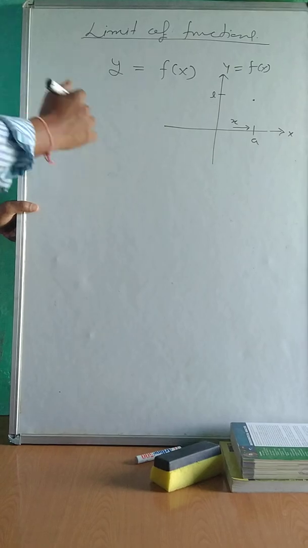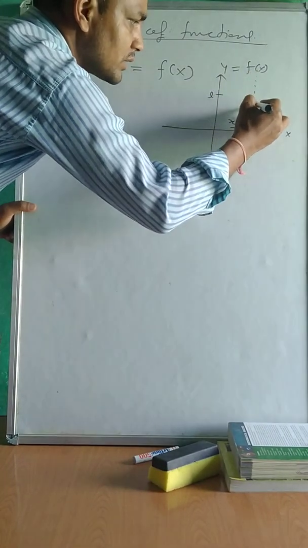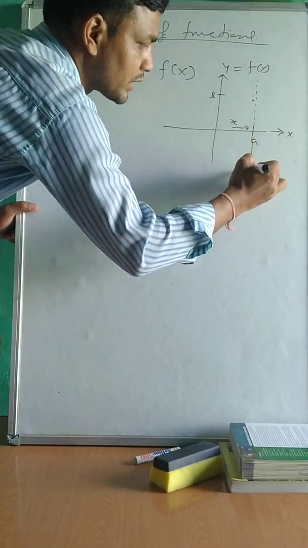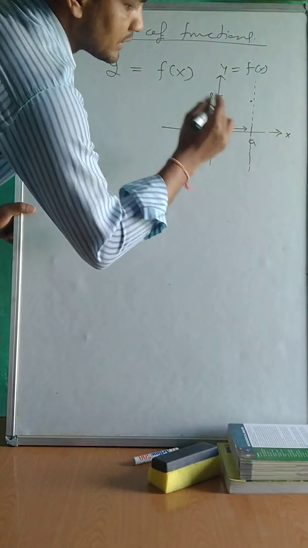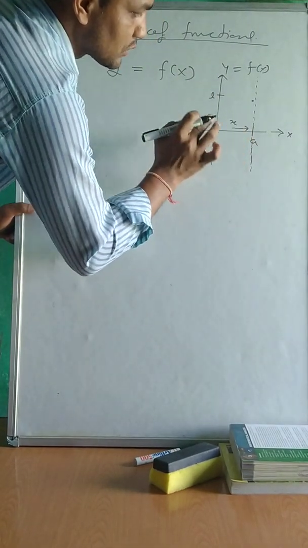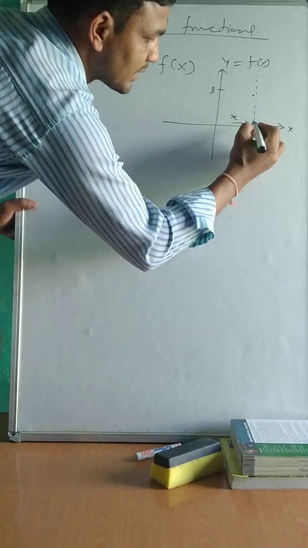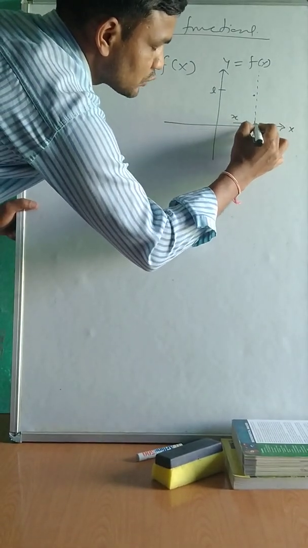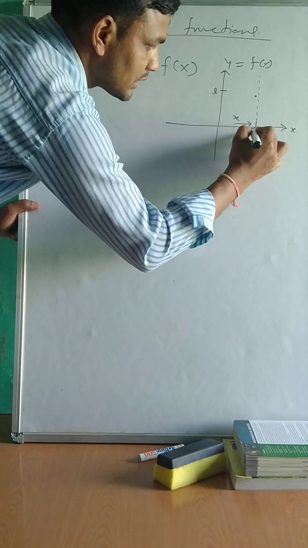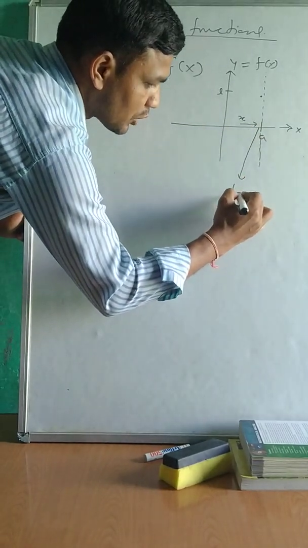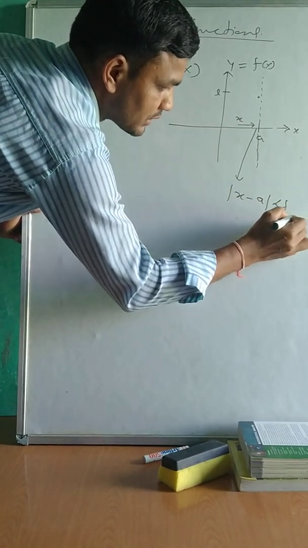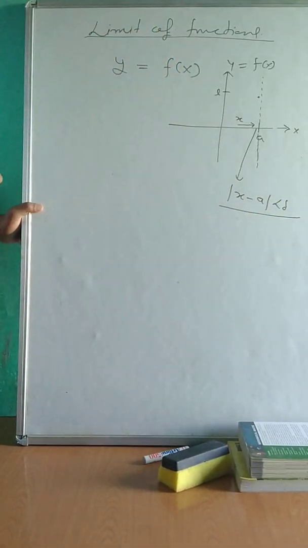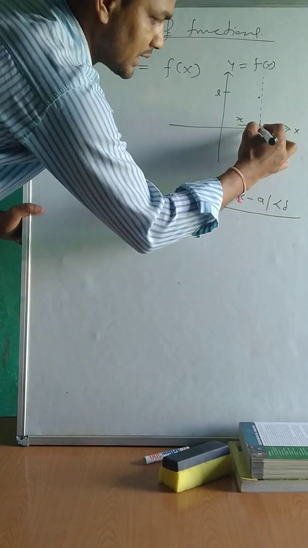Or we can say that this is the line x equal to a. In this case, when we approach x to a, it means the limiting value is mod of x minus a is very small, less than delta. Delta is a small number. This is very small.